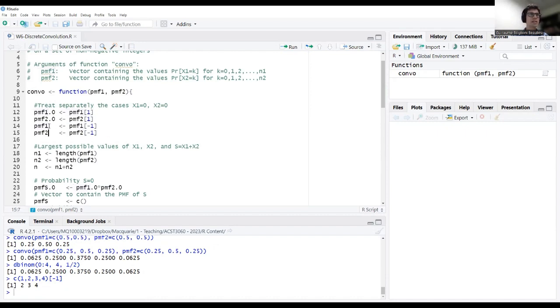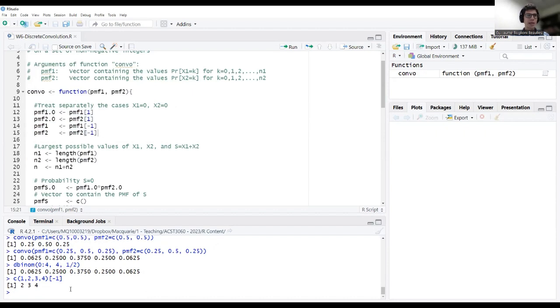Why I'm doing this is because now PMF1 is a vector of size n1, and the first element is the probability to be 1, the second element is the probability to be 2, and the third element is the probability to be 3, and that's neat. It's going to help me implement the convolution formula. Again, probably there was a way not to do this, but that's the way I prefer to do things.